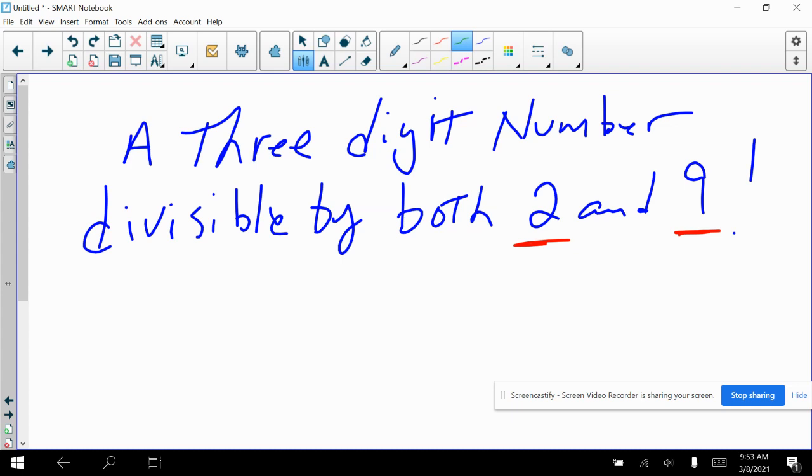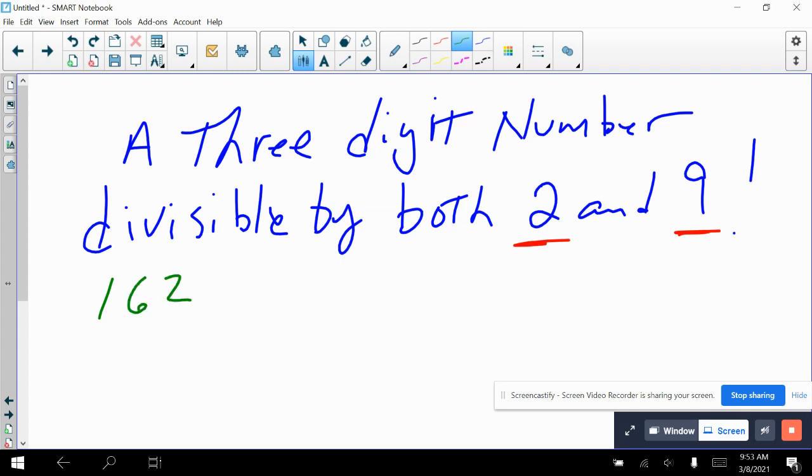All right, give me your 3-digit numbers. Callie, give me one. Okay, so Callie says 162. Yes? Okay, ends in an even number. You add them up. It works. Very good. John? 180. That will work as well. Colleen?